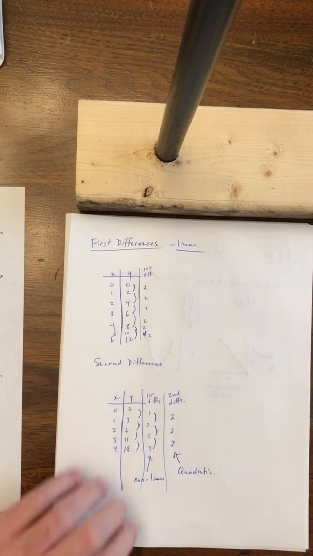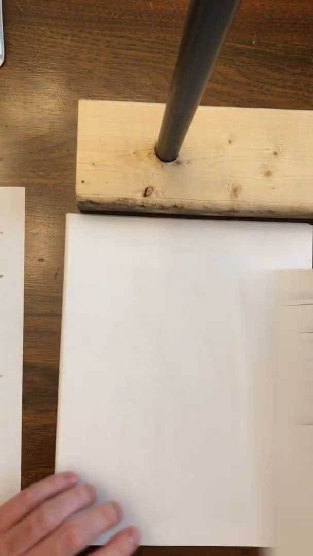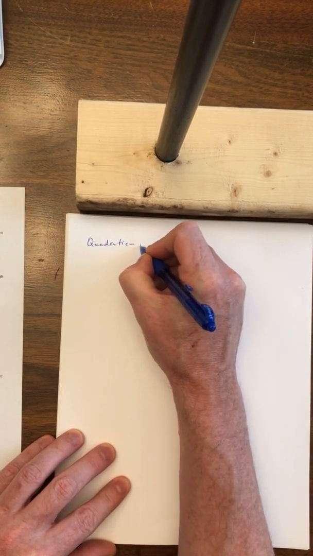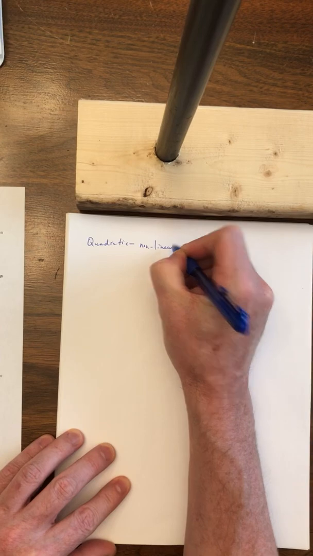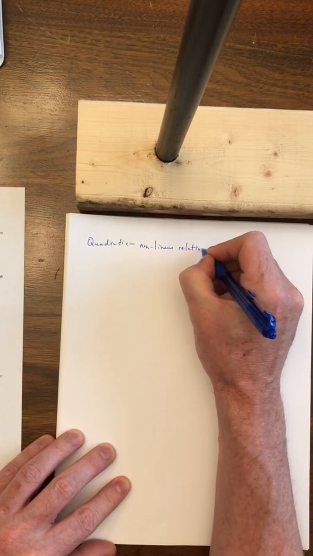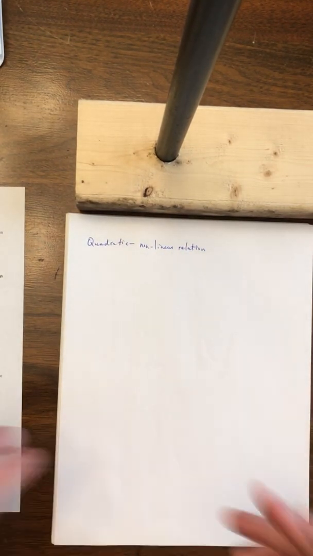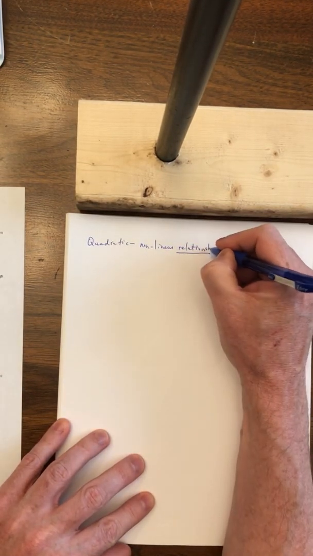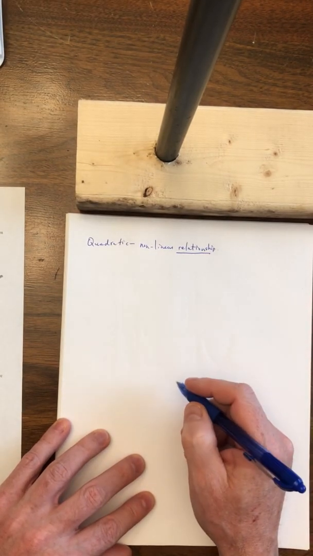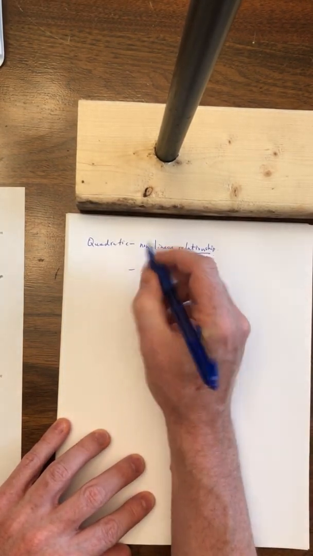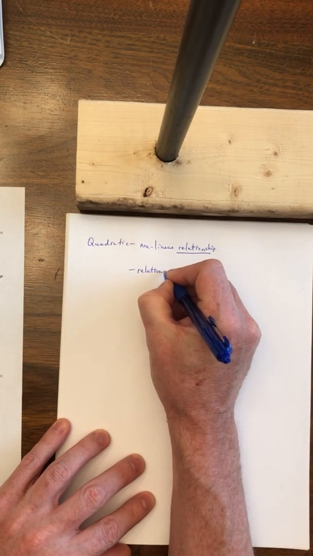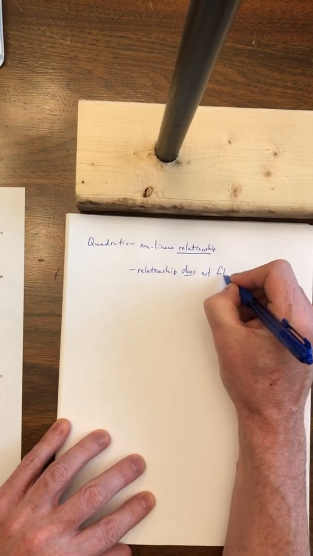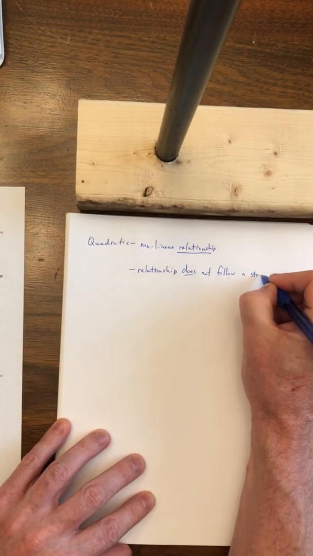Now, what is a quadratic or a nonlinear relation? Quadratic, it's non-linear, so it won't form a straight line, but it is a relationship. There is a relationship there. Sometimes we don't have any relationship. In this case, we do have a relationship. And this is when the relationship does not follow a straight line.